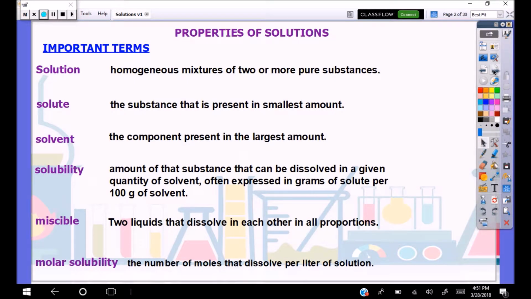Okay. So just some of the general terms about solutions. A lot of this you should have seen in honors. We should know what a solution is by now. It's the homogeneous mixture of two or more substances. The solute is the thing that is in the smallest amount. It dissolves in the solvent. The solvent does the dissolving.